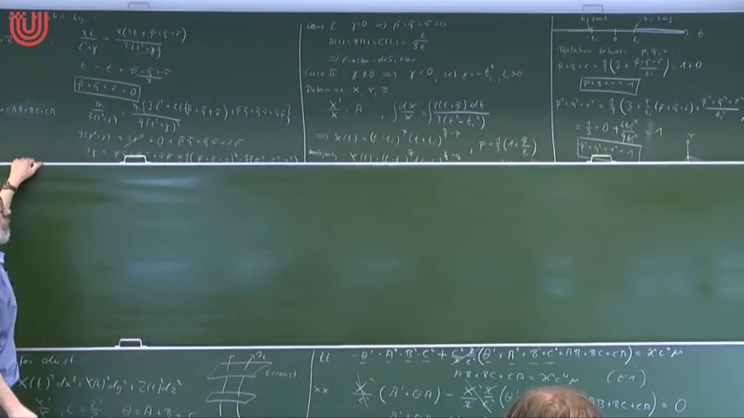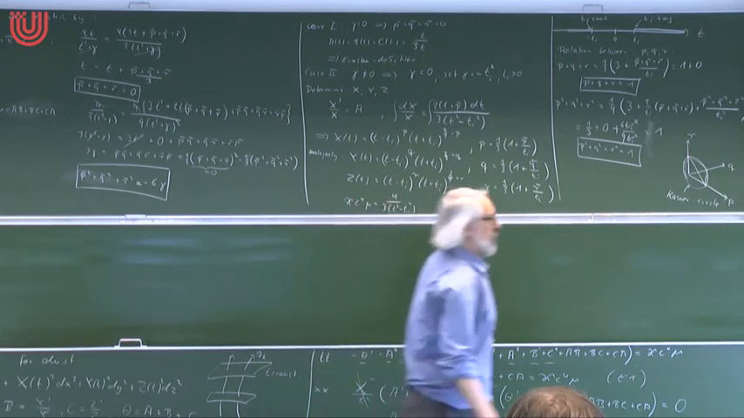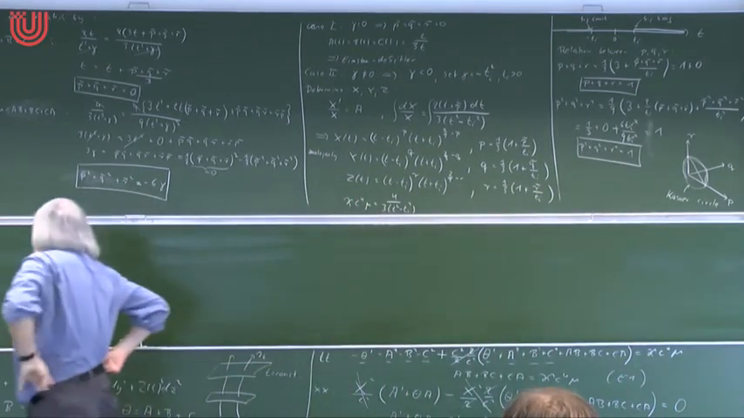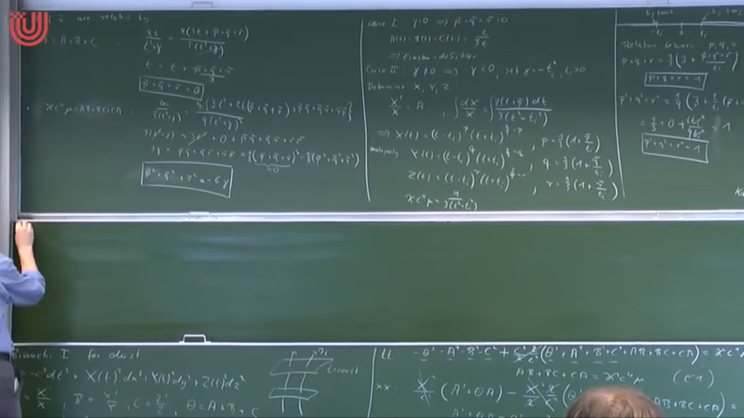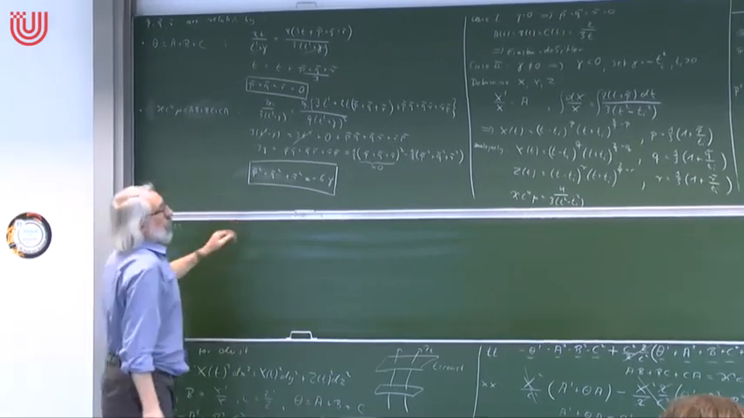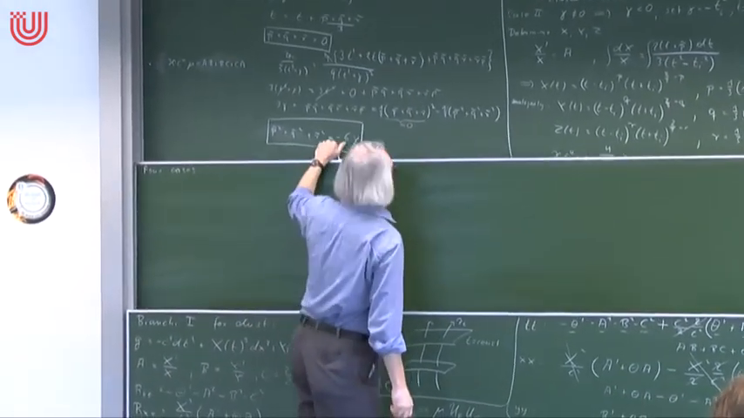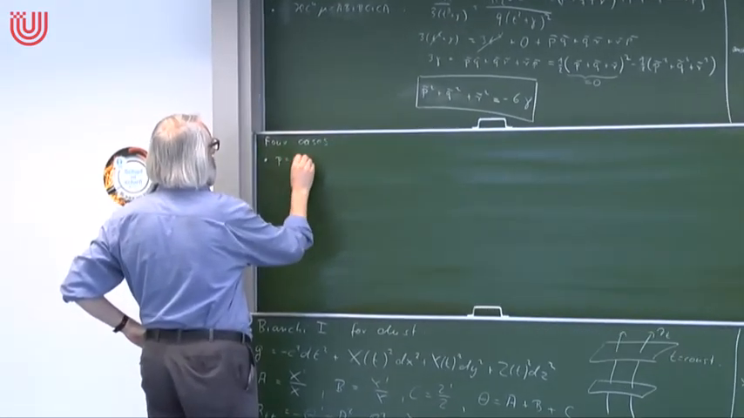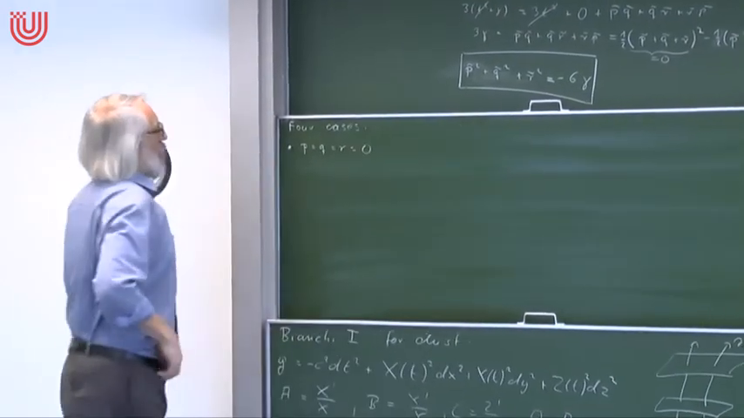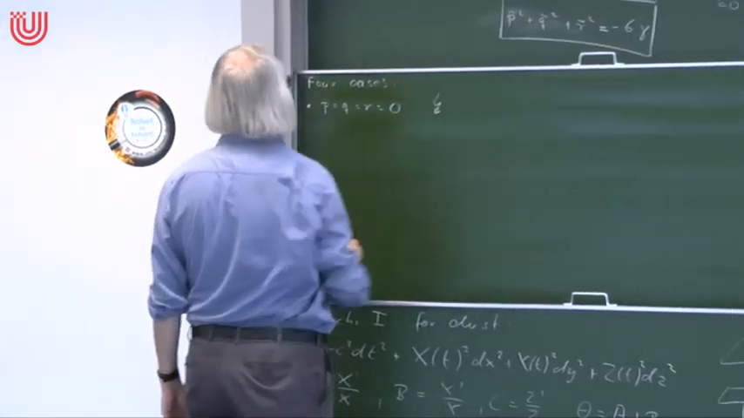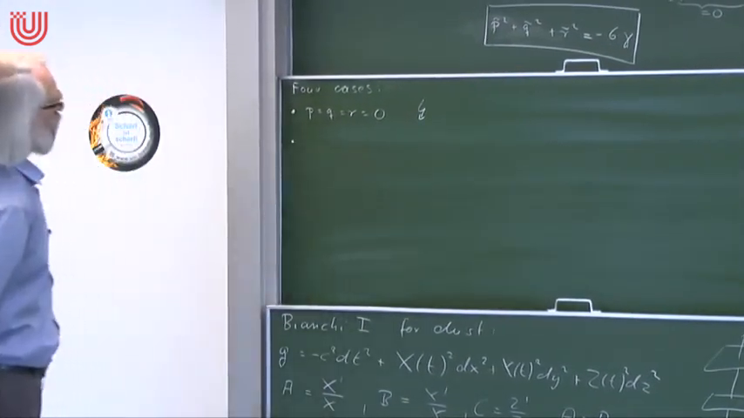Okay, so the four cases we have to distinguish. So we have four cases. The first one is, just for completeness, let's assume all three of them are 0, but obviously we are in contradiction with both equations, so this is impossible. So at least one of them must be different from 0.